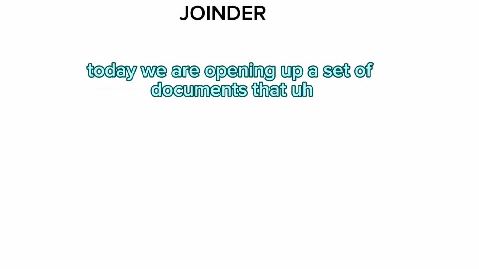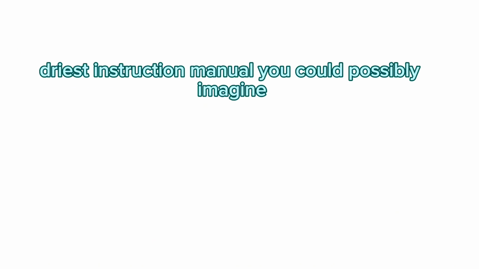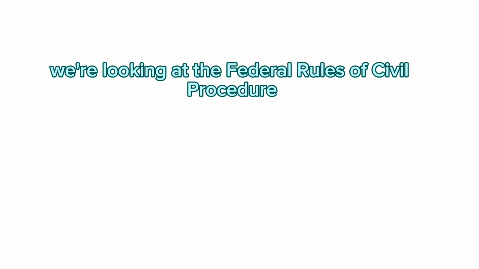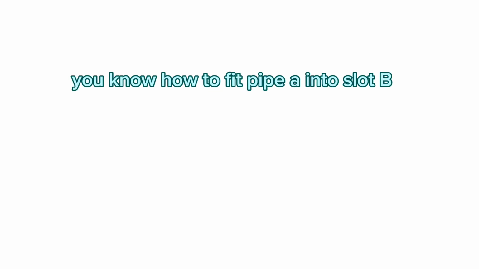Today, we are opening up a set of documents that, at first glance, appear to be the absolute driest instruction manual you could possibly imagine. We're looking at the Federal Rules of Civil Procedure. Oh, boy. Yeah. And specifically, we're diving into the rules around something called joinder. It just sounds incredibly dry, doesn't it? Joinder of claims and parties. It sounds like plumbing instructions for a lawsuit. Like we're trying to figure out how to fit pipe A into slot B.